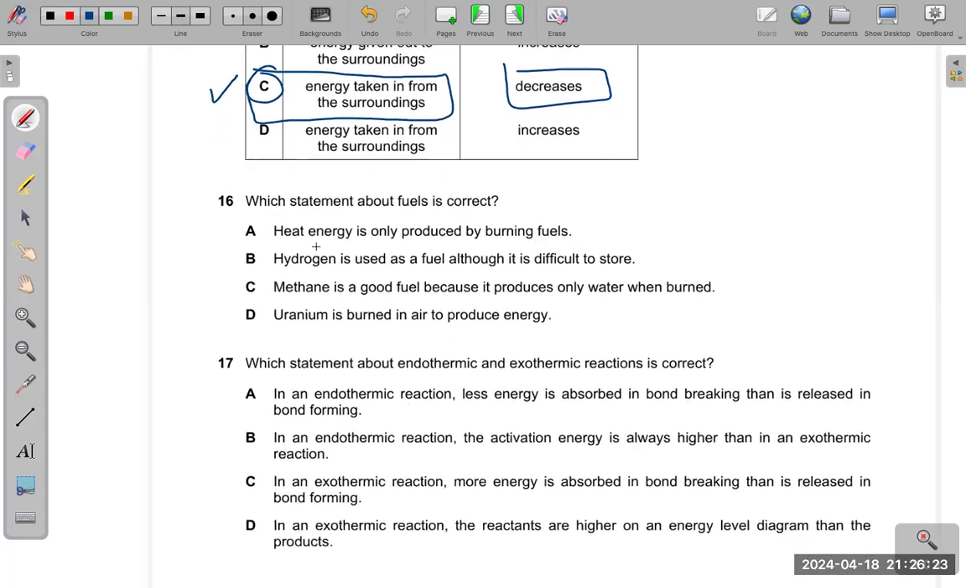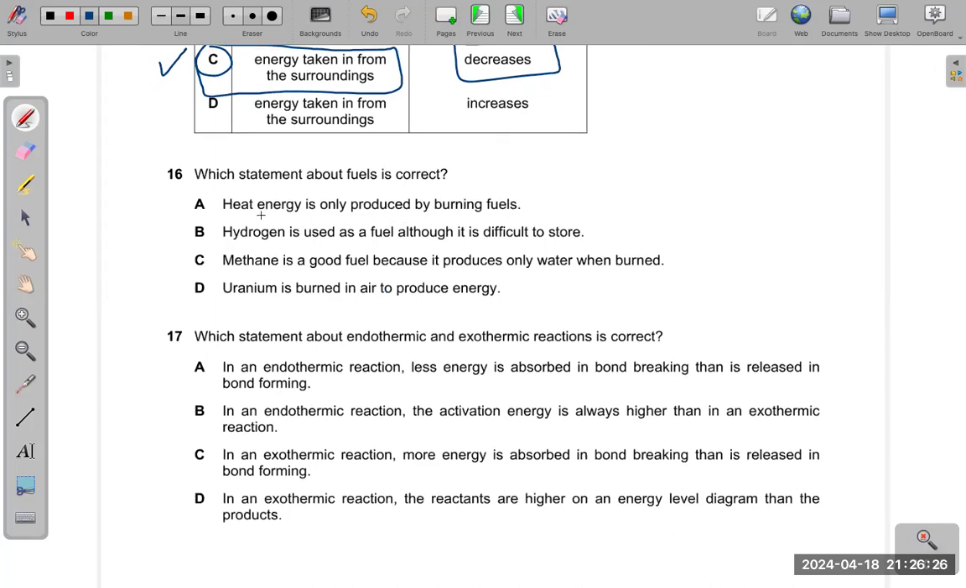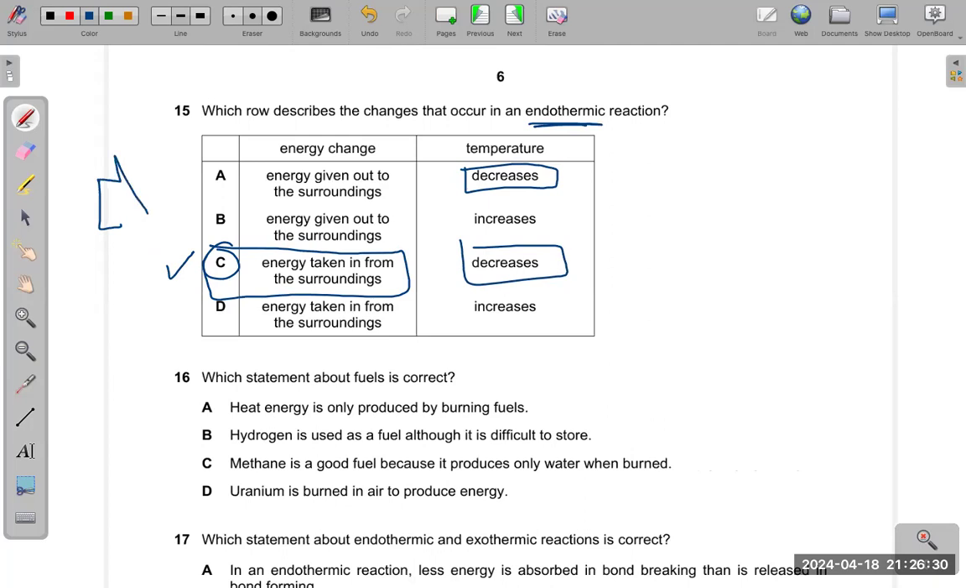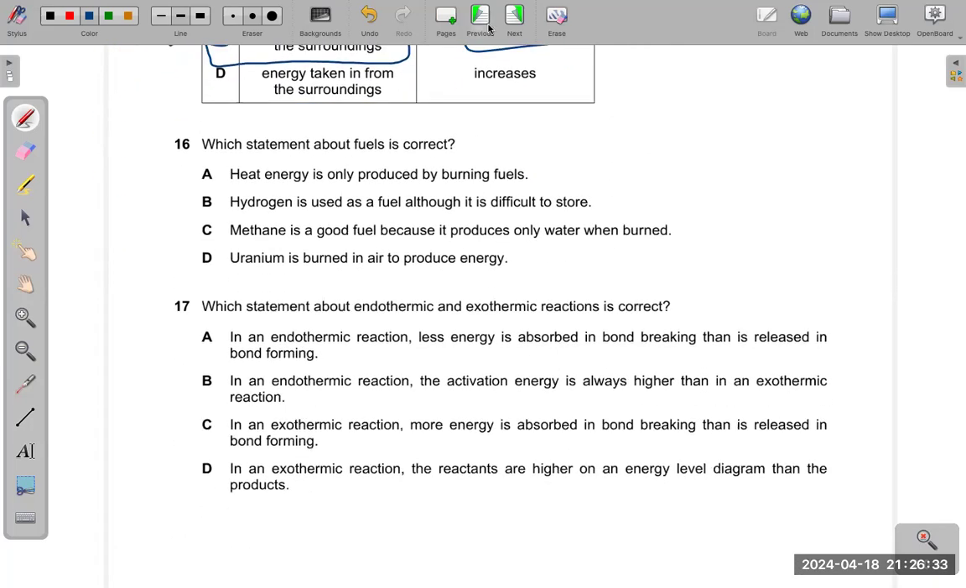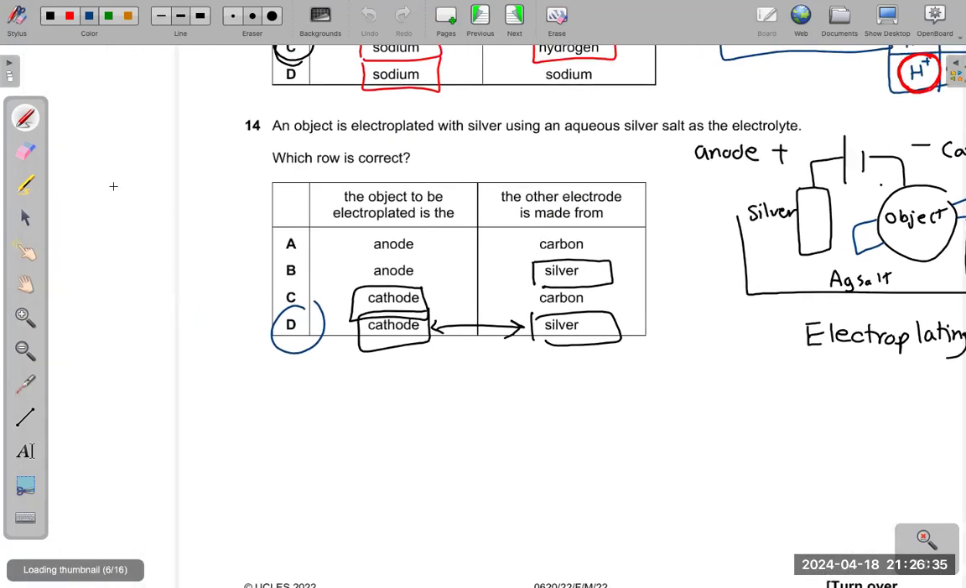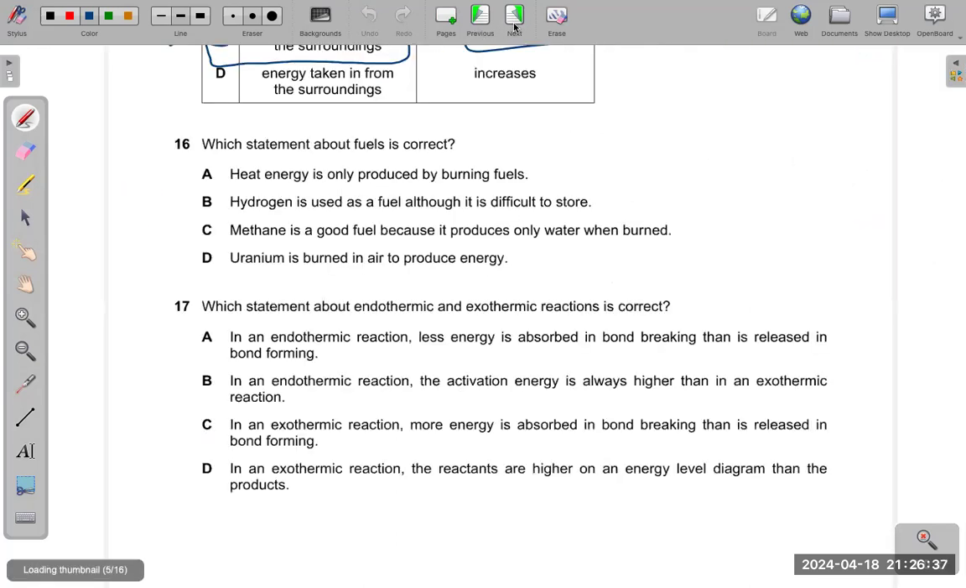Very good. Which statement about fuels is correct? Heat energy is only produced by burning fuels. This is a good question to come also. Not necessarily. I have uranium, and uranium can produce energy without burning. So I can produce heat energy without burning anything.